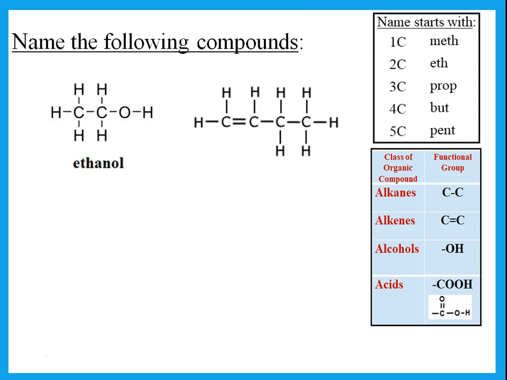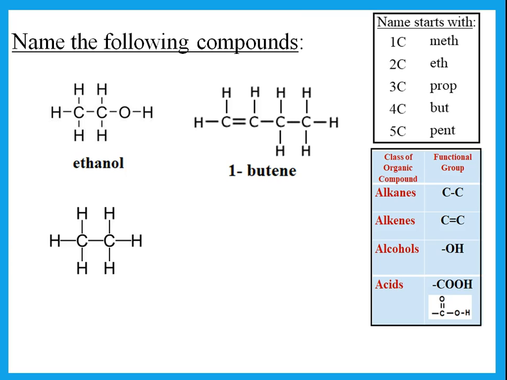Do we understand that? Let's try naming this. Again, how many carbons? We have 4 carbons, so the name must start with bute. Now, what does it have? Single bond, double bond, OH, COOH? It has a double bond, then it's an alkene. So this is called butene. Now, if you want to be specific, you need to mention where the double bond is. The double bond is after the first carbon, so I call it 1-butene or but-1-ene.